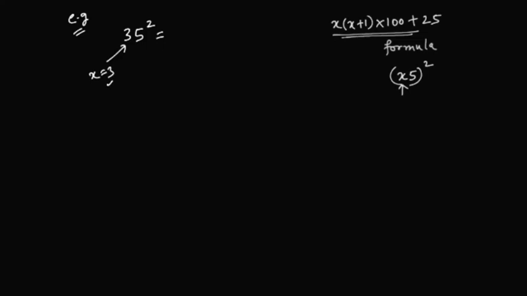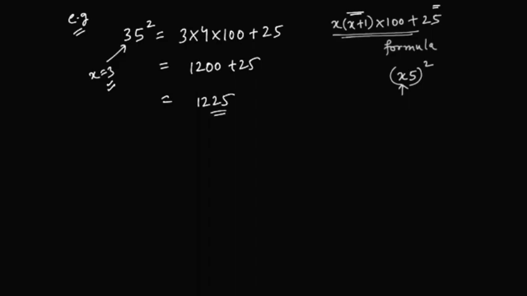So now let's start doing. Here first of all we have to write x, that is your 3, into x plus 1, which we have already found, 3 plus 1, that is 4, into 100 and plus 25. Understood? So now we will calculate it: 1200 plus 25, and easily 1225 will be your result. See how easily we have found the square of 35?